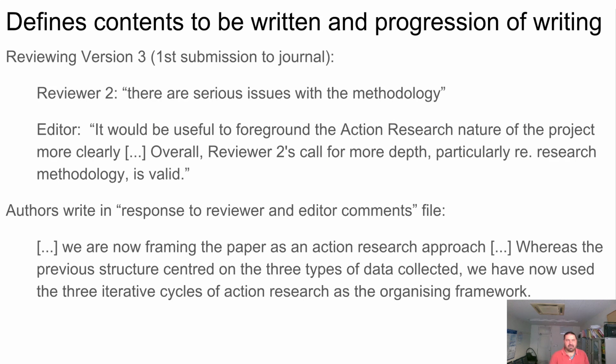I think I've got time to go into one more specific example, and then I would like to broaden out the presentation and think about some implications. So this other specific example determines this statement: defines contents to be written and progression of writing. In the review of version 3 of the manuscript, you have comments about serious issues with the methodology, and then the editor mentions that they should foreground action research, noting that the reviewer's critique of the methodology is valid.